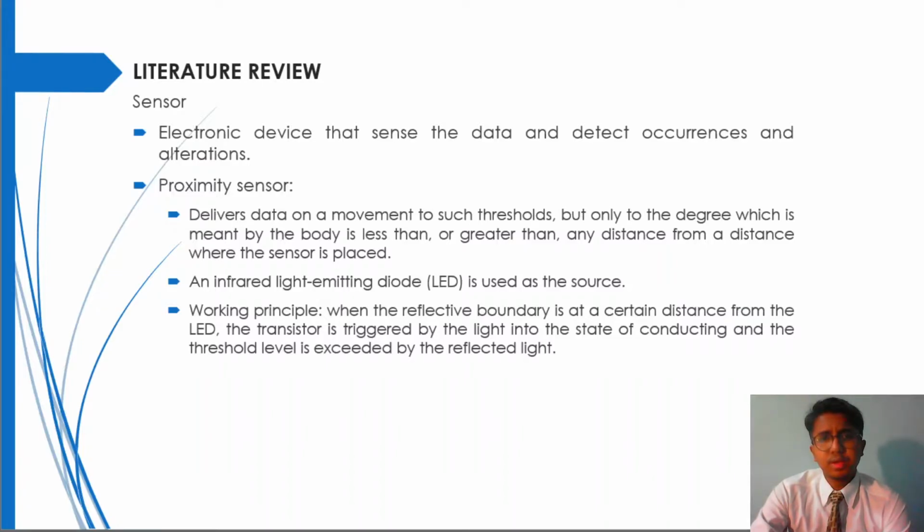The source for the proximity sensor is infrared LED, and the working principle for the proximity sensor is when the reflective boundary is at a certain distance from the LED, the transistor is triggered by the light into the state of conducting, and the threshold level is exceeded by the reflected light.